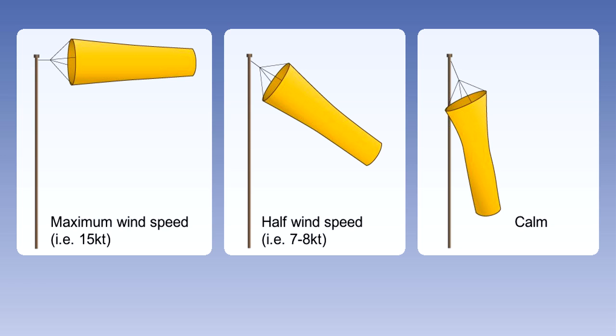For example, if a standard 15-knot windsock is fully erect or horizontal, then the wind speed is at least 15 knots. If this windsock is at a 45-degree angle from the horizontal, then the wind speed is approximately 7 to 8 knots. This completes the lesson on the aerodrome visual signals.